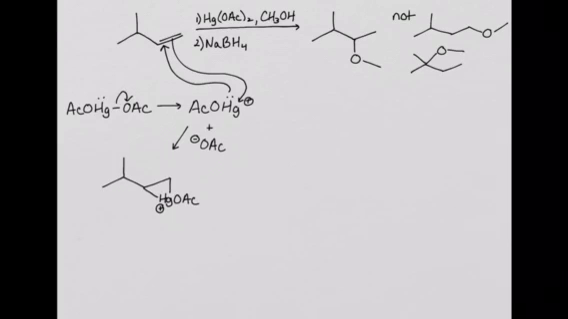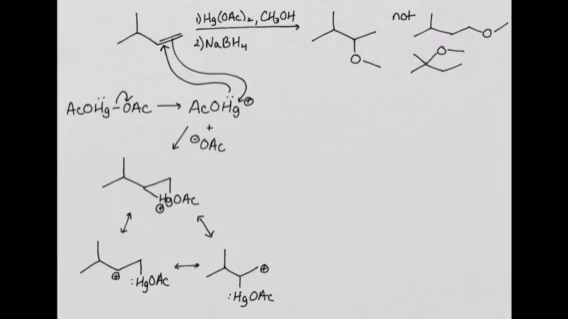Another way to think about this mercuric cyclic intermediate is that it has several resonance structures. In this resonance contributor, the positive charge is on the mercury. However, we can draw resonance contributors where the positive charge is on the carbons of the mercuric intermediate. For example, here is one resonance contributor that has the positive charge on the secondary carbon of the cyclic intermediate. Another possible resonance contributor can have the positive charge on the other carbon. All three of these are resonance contributors to the same overall structure.